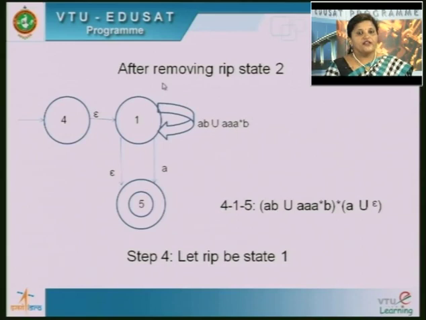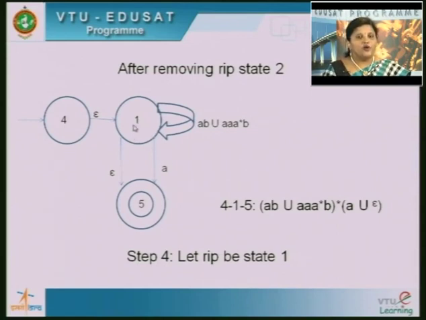Okay. So, after removing the RIP state 2, it has been modified as, state 1 is having a self loop which contains AB union A followed by A star B, and we have a transition from 1 to 5 A. So, that is the modified FSM after removing the RIP state 2. Next, let us take state 1 as the RIP state.